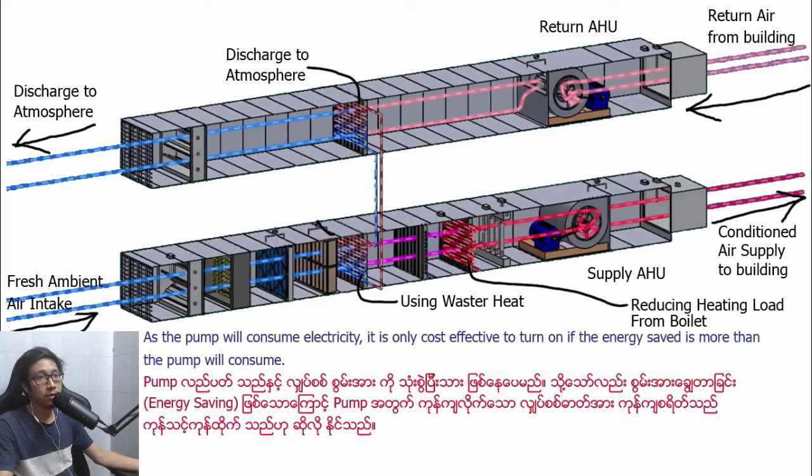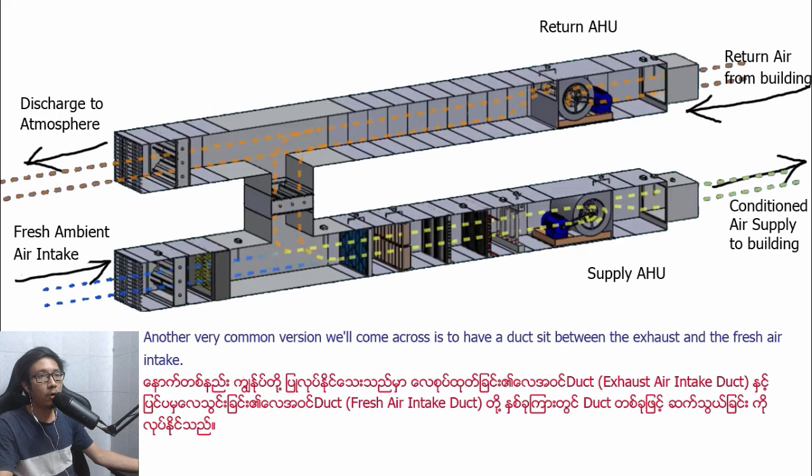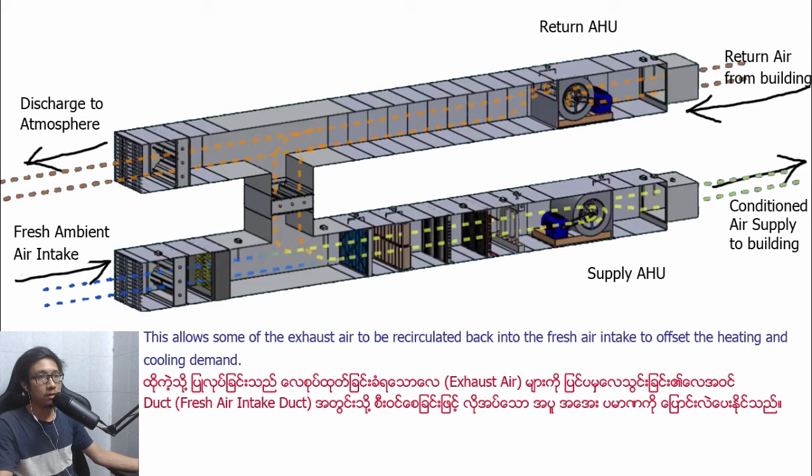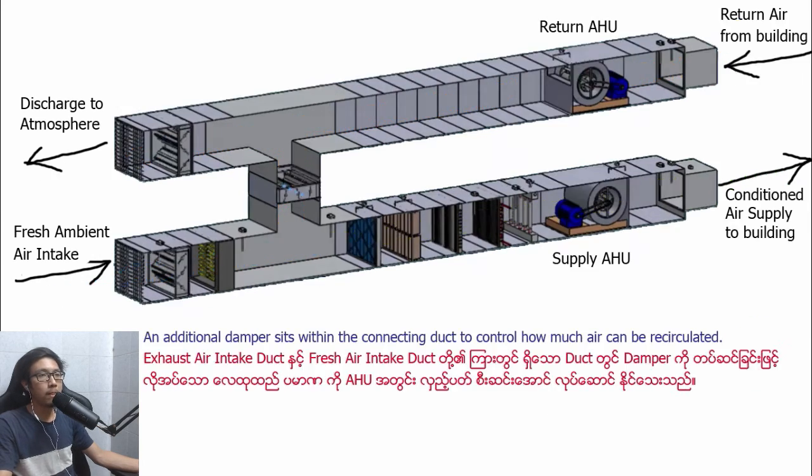As the fan will consume electricity, it is only cost effective to turn on if the energy saved is more than the fan will consume. Another very common version we will come across is to have a duct between the exhaust and the fresh air intake. This allows some of the exhaust air to be recirculated back into the fresh air intake to offset the heating and cooling demand. An additional damper sits within the connecting duct to control how much air can be recirculated.